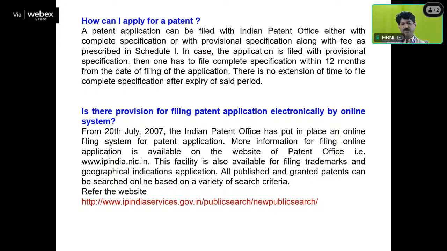These facilities are also available for filing trademarks and geographical indicators, GI tags, applications. We can file in the same portal; that option is available. All published and granted patents can be searched online based on a variety of search criteria. So whatever granted patents are there are all listed in that particular website, so we can get the information. Here I have given the website address, so you can search in that site to see what patents have been granted. More details can be obtained from there.